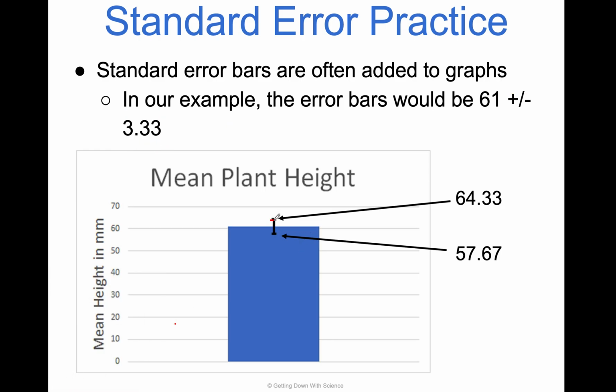Right, 64.33 right up top, and that's your adding. Then you would subtract: 61 minus 3.33. You put a line down below, and then you connect them. That's it. That's all you do. This means plus or minus, right? So you're going to take this value, add it to the mean, and also subtract it from the mean. Make sense? Get it? Got it?